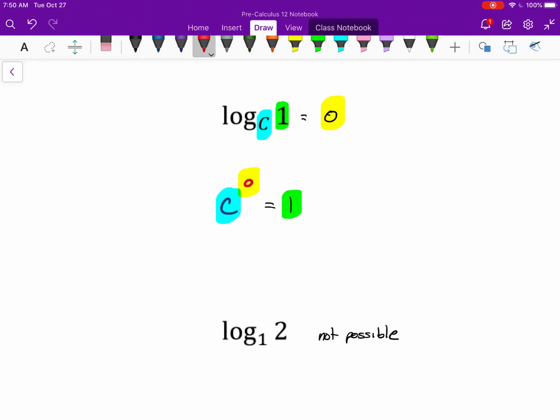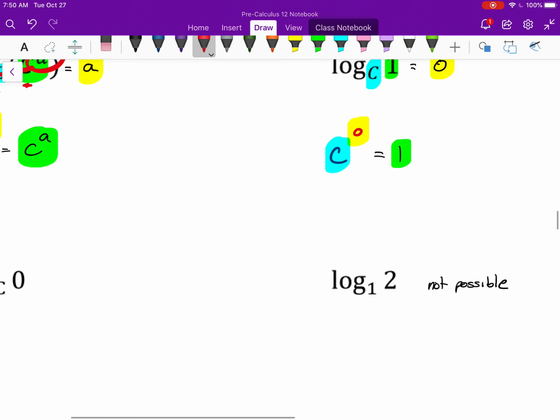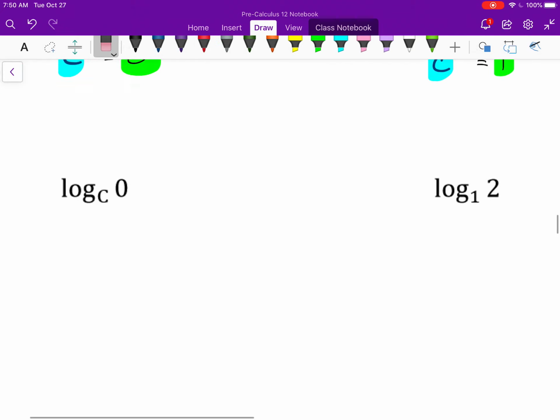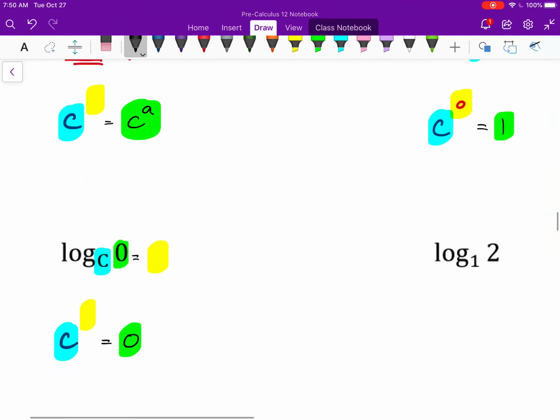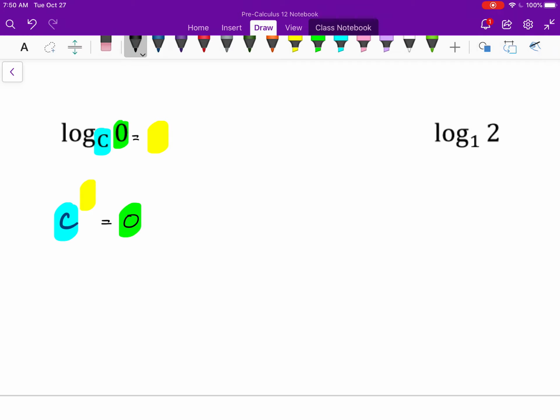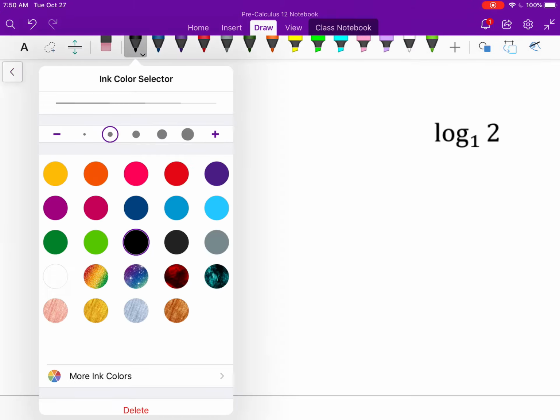Last two examples before we get to a final problem. Oh, I forgot to erase that. Gave away something. Anyways, log base c of 0 means c to the power of something equals 0. And this is not possible. I can't take a number unless it's 0, but again, I can't have a base of 0. C can't equal 0. I can't take a number, raise it to the power of anything, and get nothing. I can get really close to 0, but I can't actually get 0, so this is not possible.